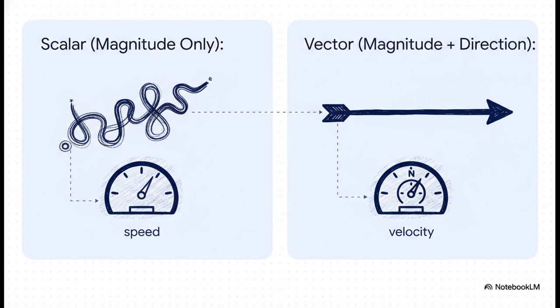So let's put them side by side. See? Words we throw around all the time, like speed and velocity, are totally different things in physics. One is a scalar, it just cares about the number. The other is a vector, it cares about the number and which way it's going. And this isn't just being picky about words. It completely changes the math, as you're about to see.